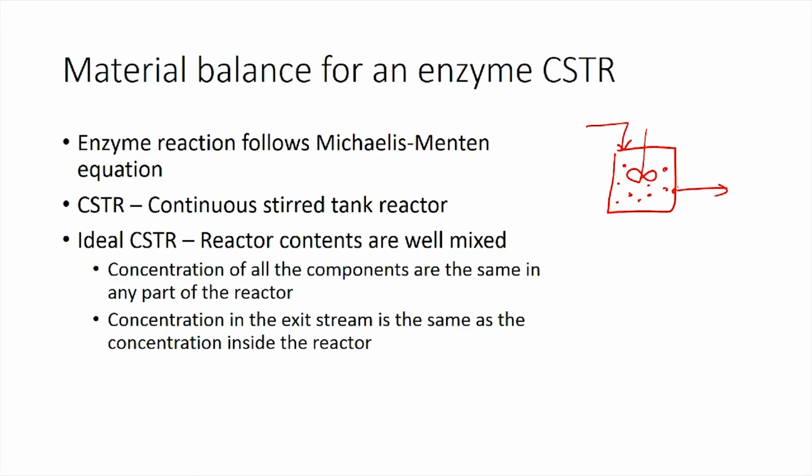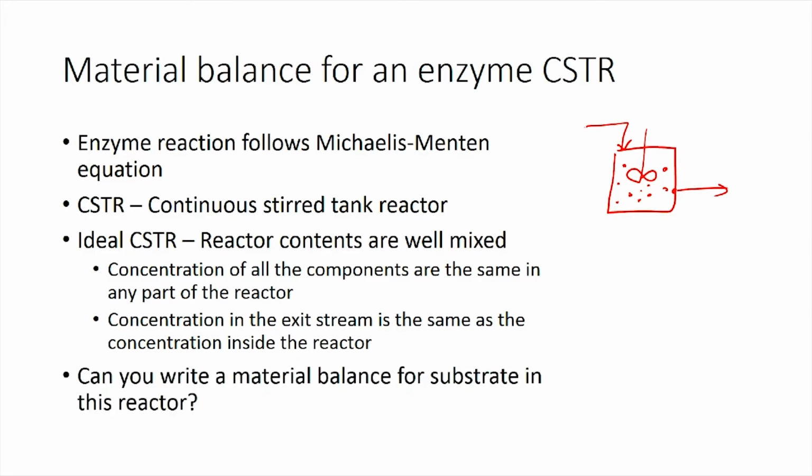As this concentration is the same as what you see in any part of the reactor, the concentration in the exit stream will also be the same as the concentration inside the reactor. However, the concentration in your inlet can be different. As soon as it enters the reactor, it will get well mixed and you will have a uniform concentration inside the reactor. So, this is what an ideal CSTR represents. Now, can you write a material balance for substrate for this reactor? Let us try to do that.